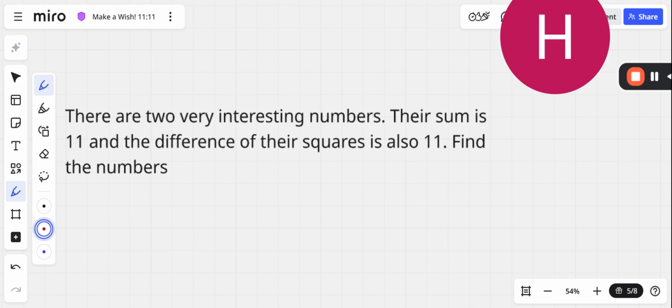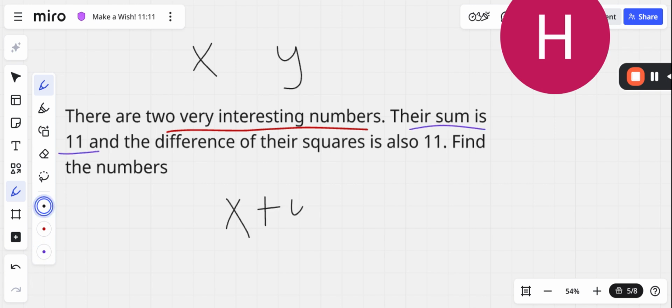Okay, now we have two very interesting numbers. I'm going to call them x and y. Okay, fair enough. This is a word problem, so we're going to have to interpret sentences and create algebraic expressions with them. So once we have two distinct objects, or potentially distinct objects, maybe they're the same value, but we can assume that they're distinct objects for now, x and y. Their sum is 11. This allows me to write an equation. X plus y is the sum, and the value of the sum is 11.